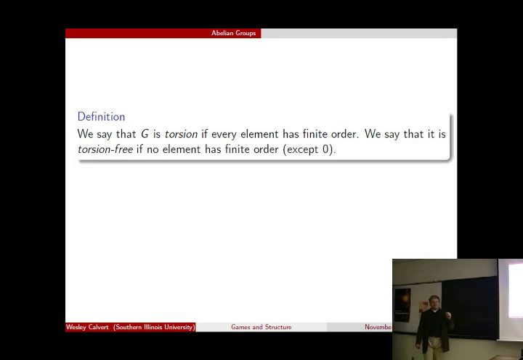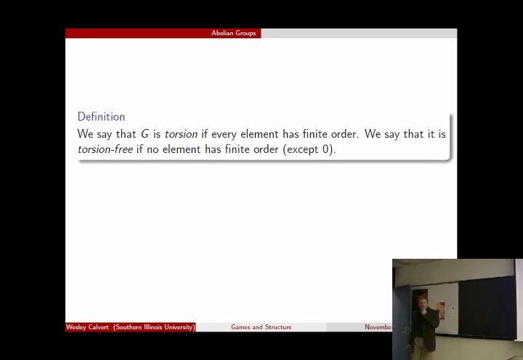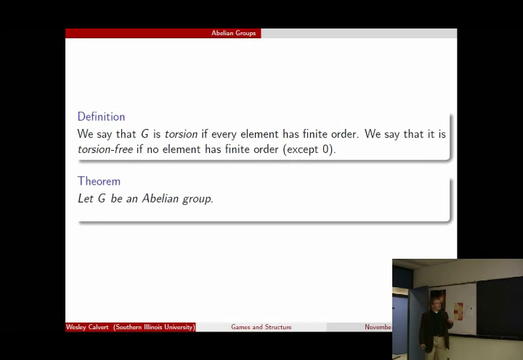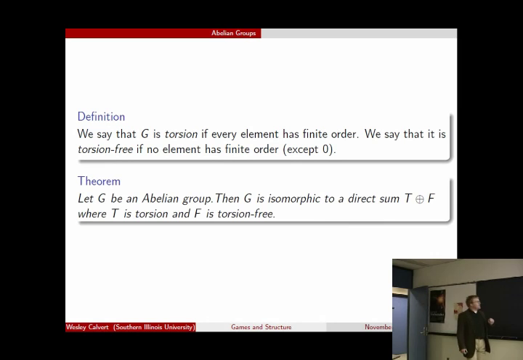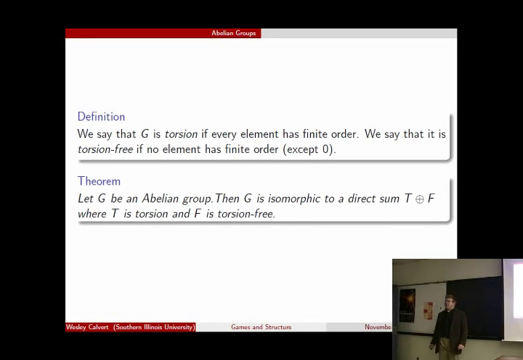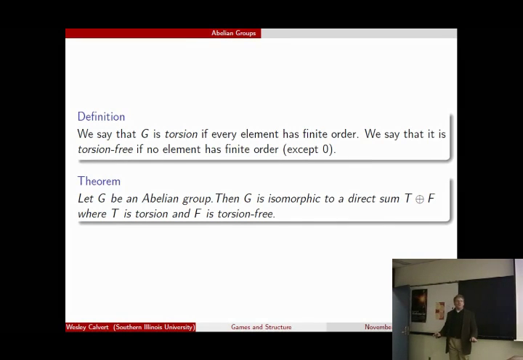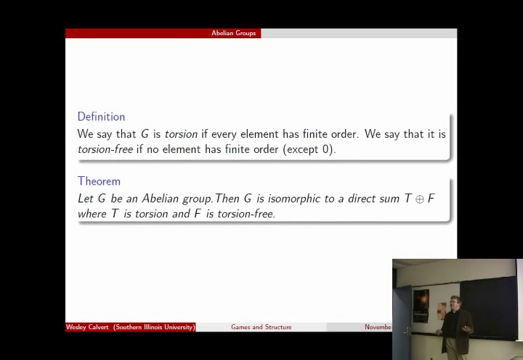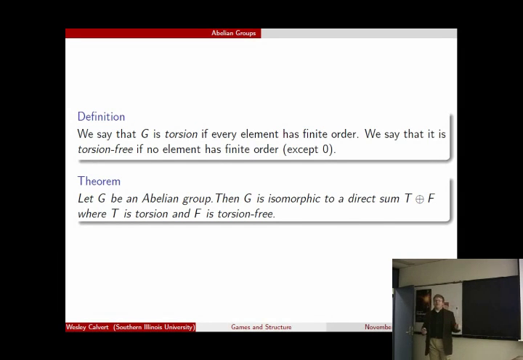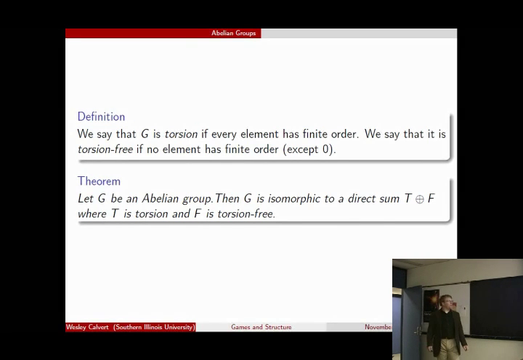So the first big division point in abelian groups: we say that G is torsion if every element has finite order. We say it's torsion free if no element has finite order. And any abelian group will split as a direct sum of a torsion part and a torsion-free part. So for most purposes, you can treat those two parts separately, and direct sums behave nicely with respect to almost everything. So usually you can deal with those separately and then put them together at the end with no problem.